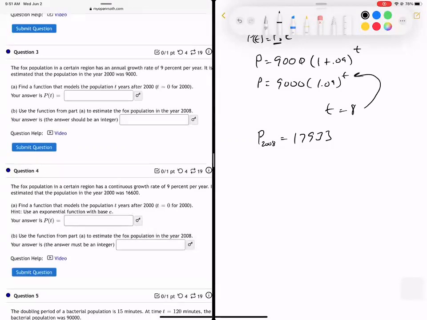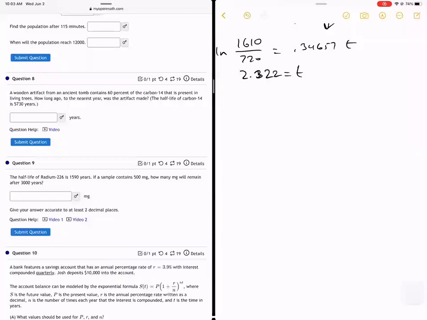Okay, let's jump to 9 here. Oh, 8, I'm sorry, 8. The wooden artifact from an ancient tomb contains 60% of the carbon-14 that is represented in living trees. How long ago, to the nearest year, was the artifact made?